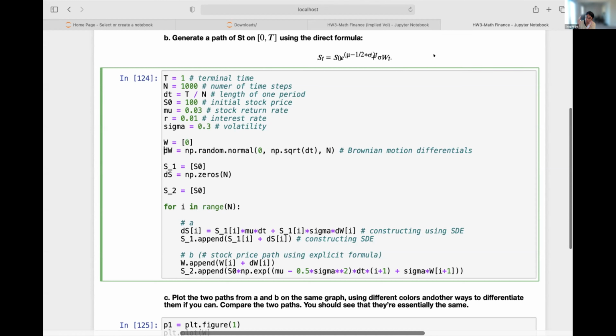Because Brownian motion, I emphasize again and again, is not independent. W_ti is not independent of W_ti minus one. They have a very specific covariance structure. Now, when you call up NumPy to generate these things, where do you incorporate the covariance structure in it?